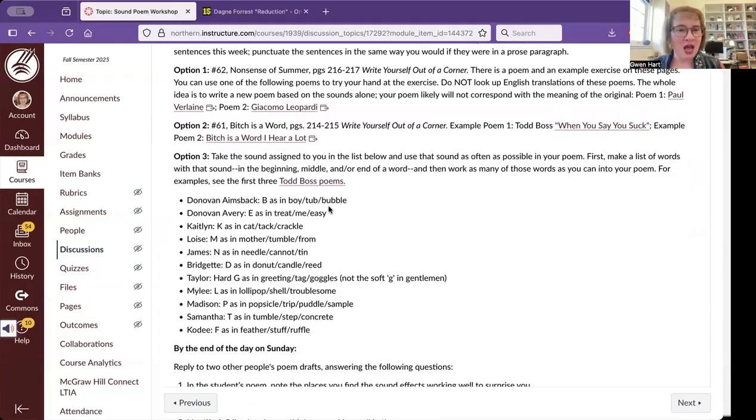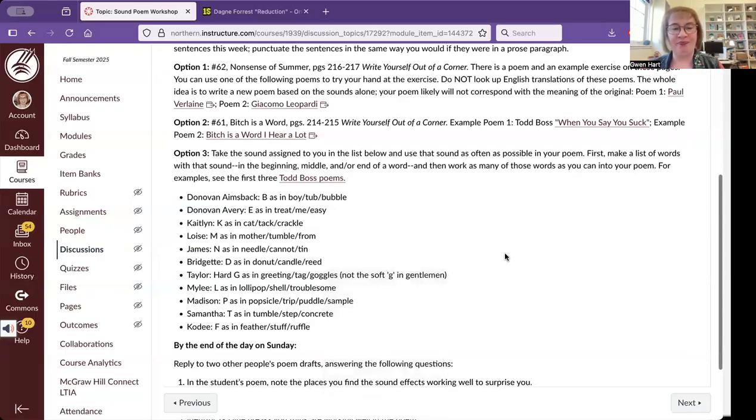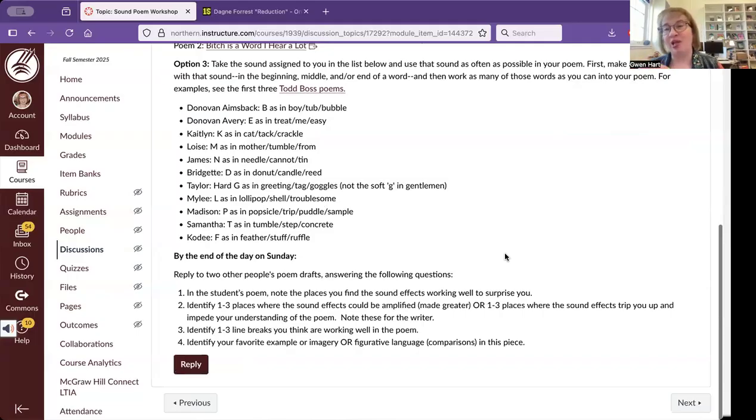The only person I think I need to give a caution to is Taylor. I gave you the hard G as in greeting, tag, goggles, but it's not the soft G as in gentleman. It's not the J sound, it's the G sound. So just keep that in mind when you're doing yours. And then you're writing your poem of at least 10 lines. And then by Sunday, you're replying to two other people's drafts. And I have some specific questions about sound effects. I want you to really focus in on the sound effects this week and help each other with the sound effects.